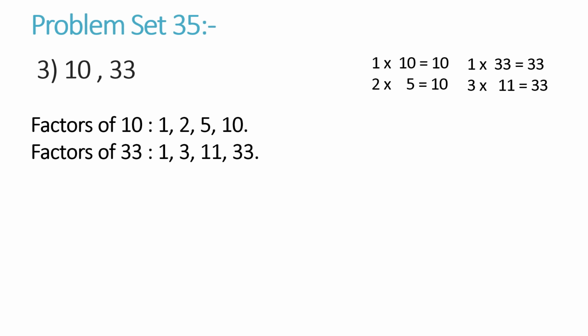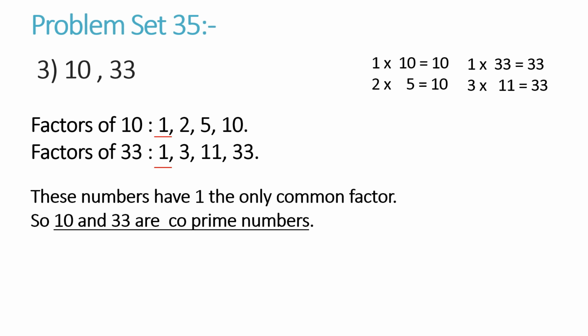Okay, now you have to find the common factor. Now 1 is the common factor in both numbers. So these numbers have 1 as the only common factor. So 10 and 33 are co-prime numbers. Get it? So 10 and 33 have only one common factor, that is 1. So 10 and 33 are co-prime numbers.